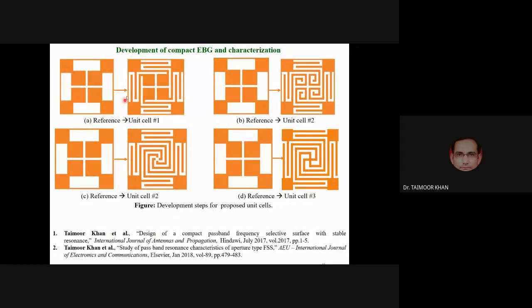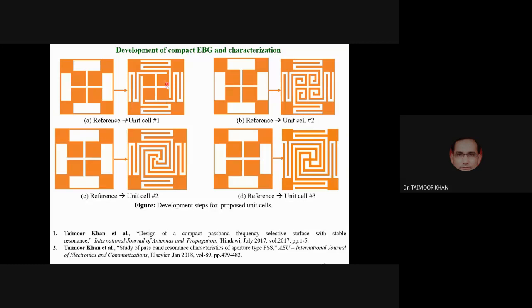Ultimately, this is the initial EBG unit cell, with reference to the previous slide, and that is the first extension of this one. Then the same EBG unit cell, second extension. You just see how it is. Here the copper surface is again modified to create another effect of inductance and capacitance. Then it is further modified in this form and in this form. These are our own designed EBG unit cells, which give you a compact form of EBG unit cell as compared to this one, as compared to this one.